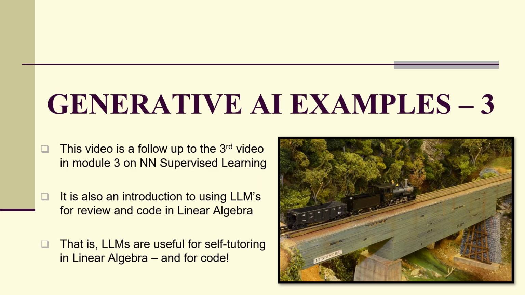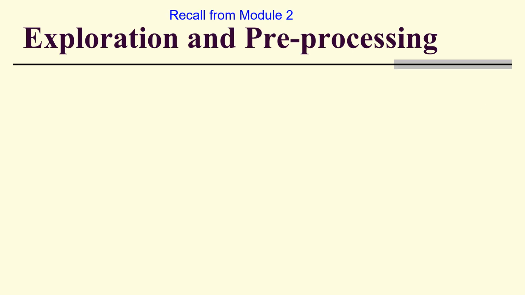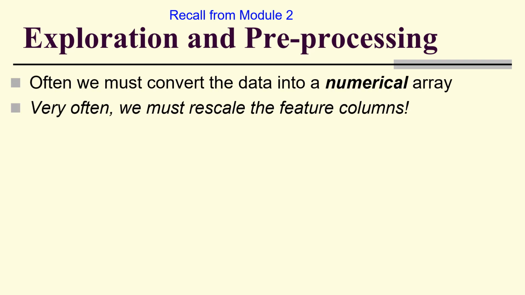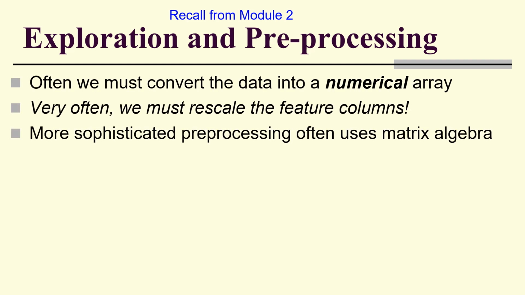So this is our third Generative AI Examples, this time for linear algebra. Recall from Module 2, when we were looking at exploration and preprocessing, we talked about converting into a numerical array and rescaling the feature columns. But then we said more sophisticated work often uses matrix algebra.